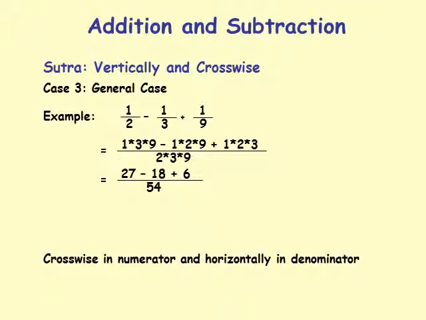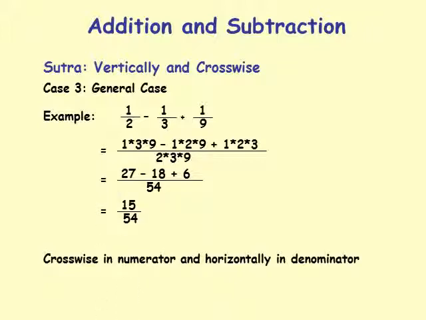Let's continue. 3 times 9 is 27. That's 27 here. The minus here and minus here, we get minus continues here. So 1 times 2 times 9 is 18. This is 18 here. This plus follows that plus here. And the last term in the numerator is 1 times 2 times 3, which is 6. And the denominator is 2 times 3 times 9. 2 times 3 is 6, 6 times 9 is 54. So that's 54 right here.